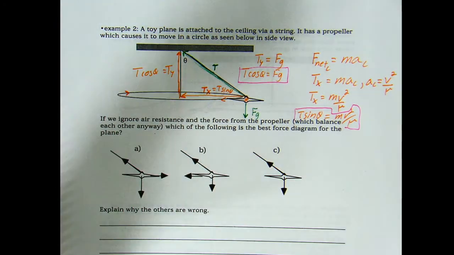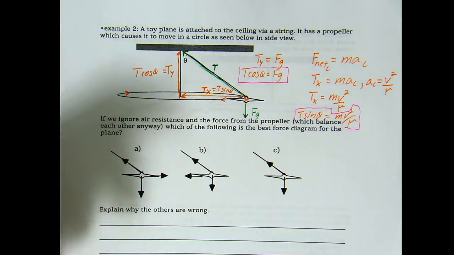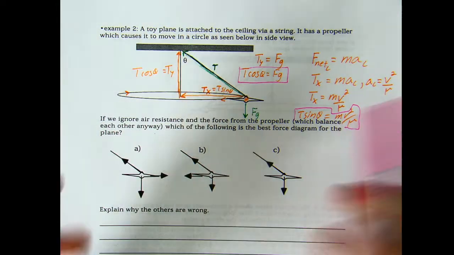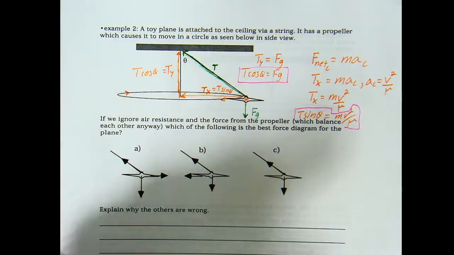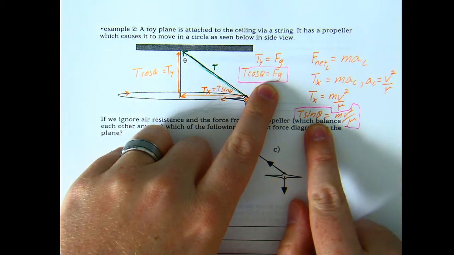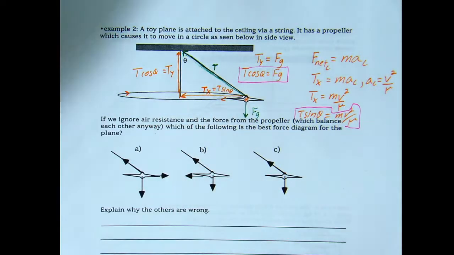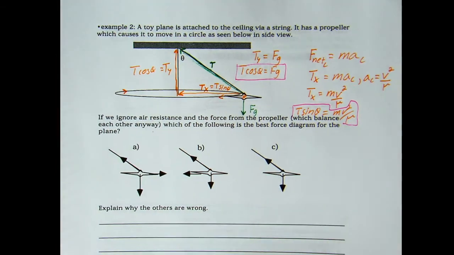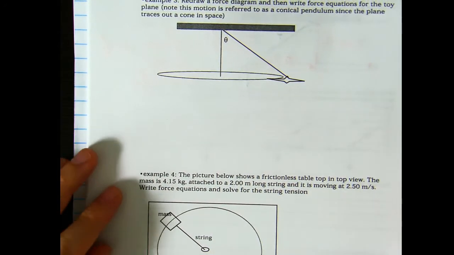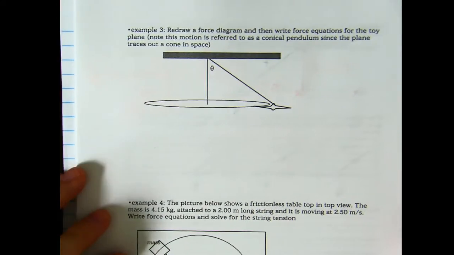And now we could theoretically go through and solve the rest of this equation. We don't know the mass of the plane. We don't know how fast it's going. We don't know how big the circle is. There's so much information we don't have. But this is how we would set up the formulas in order to solve it from there. So flip the page. We're going to take it a little bit further here.